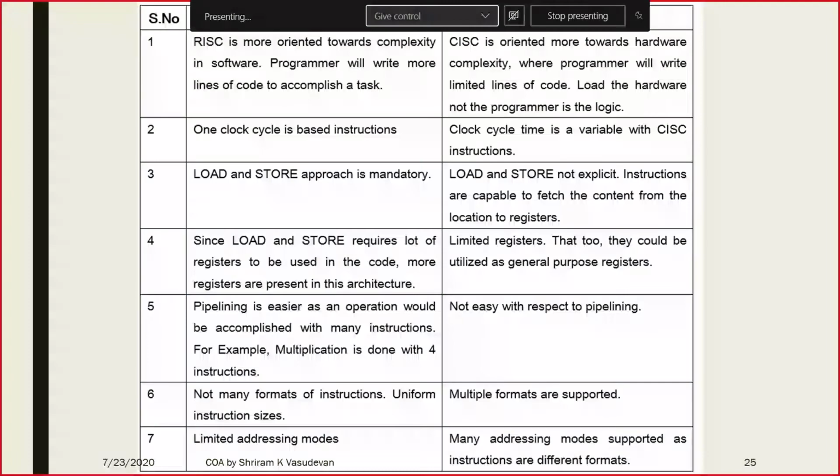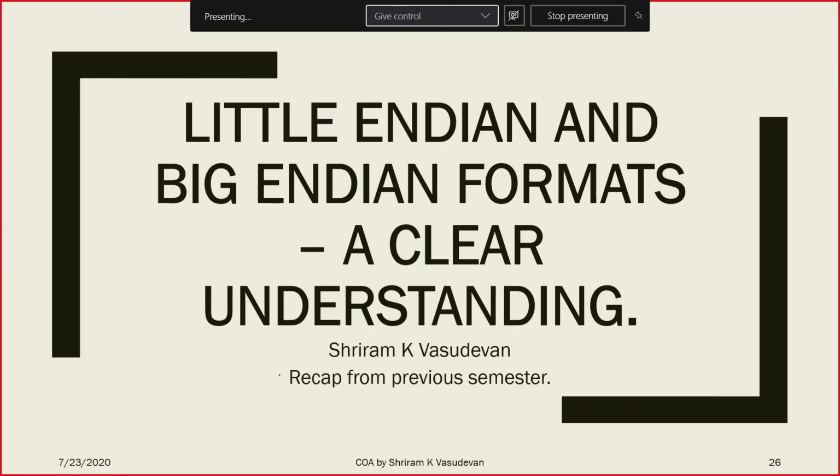And most important point that we need to understand when it comes to RISC is that the load and store architecture is mandatory and is explicitly to be supported. There is no option that you can escape out of the load and store. These two are the major differences that we need to understand.